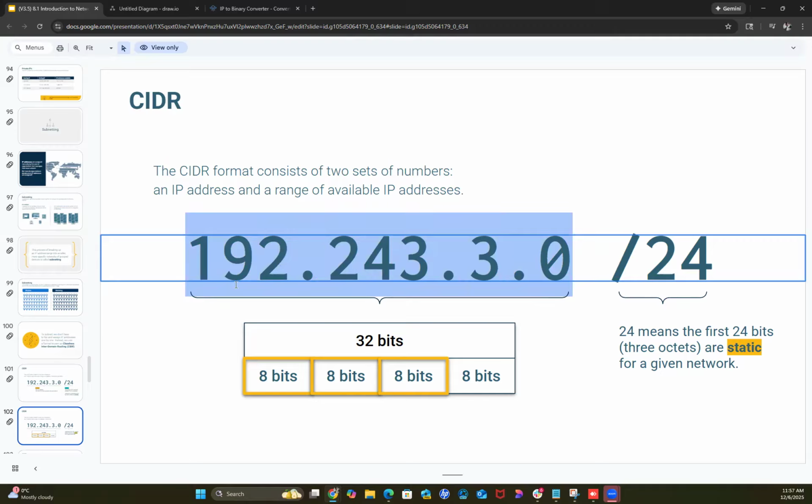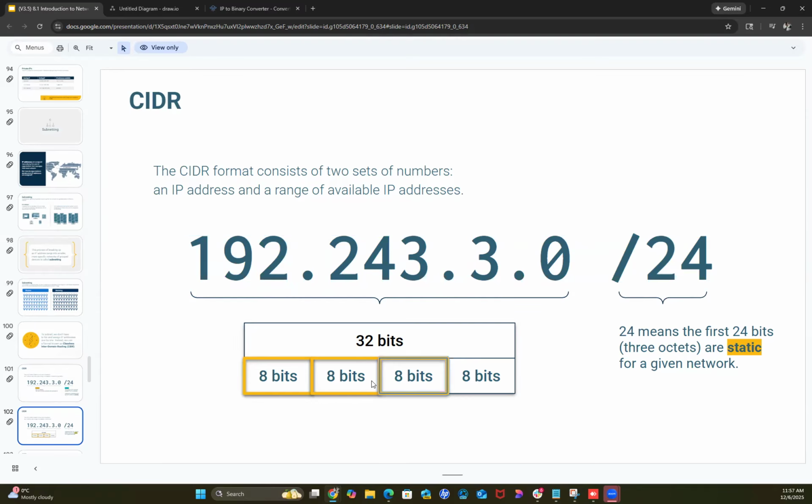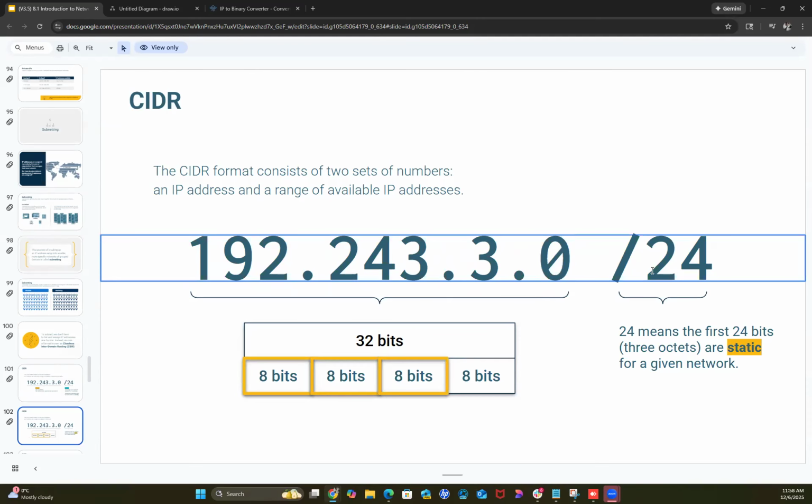But this part is static. Which part is static? 192, 243 and 3 are not changeable. That means 8 plus 8 plus 8, 24 bits, are not changeable. Only 8 bits are changeable. For that reason we write /24. Okay, 24 means the first 24 bits are static for the given network, and then the last 8 bits will change.